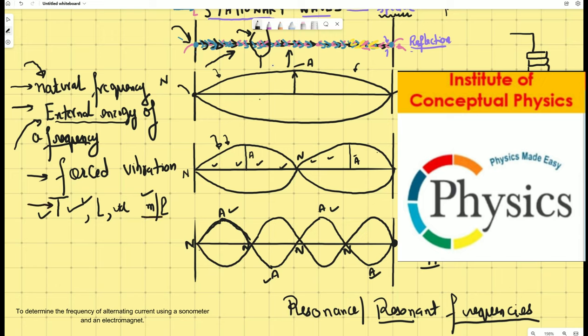So the wire has a natural frequency. What does it depend on? It depends on the length. It depends on the mass density. It depends on the tension. I will tell you all the formulas later. So every wire has a natural frequency. When you excite the wire, what are we doing? We are exciting the wire. You can go and touch the wire and the wire will start vibrating.